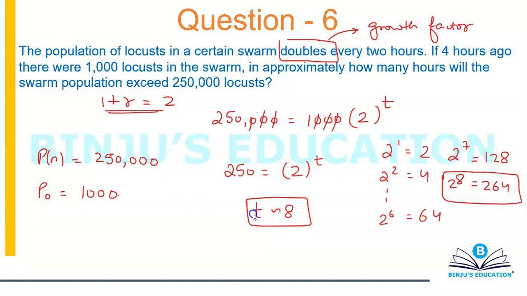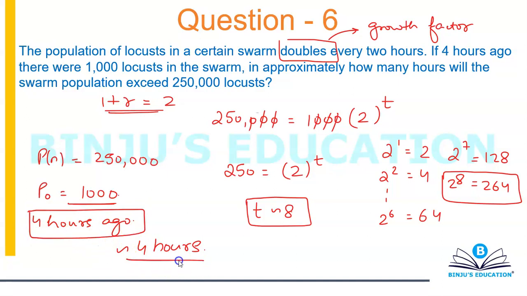It says that if 4 hours ago there were 1000 locusts, in approximately how many hours the swarm population exceeds 250,000 locusts. So you have to subtract 4 hours from the total time period of 8 hours. That means in approximately 4 hours from now, because this 1000 basically was 4 hours ago. So that is approximately 4 hours. You'll have a swarm population that exceeds 250,000 locusts. That's the question.